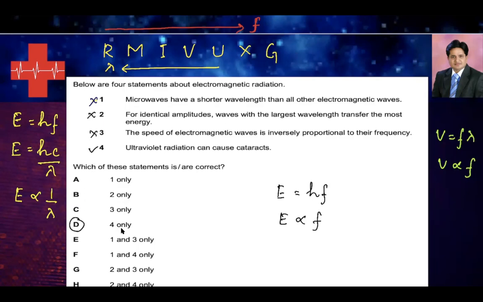So your right answer would be 4 only, because the only statement that is correct is ultraviolet radiation can cause cataracts. And if you see E, you have 1 and 3, no, both are incorrect. 1 and 4, 1 is incorrect, although 4 is correct, so that will not be considered. 2 and 3, no, that's completely wrong. 2 and 4, 4 is correct, but 2 is incorrect, so you cannot have that either. So your right answer is going to be option D.